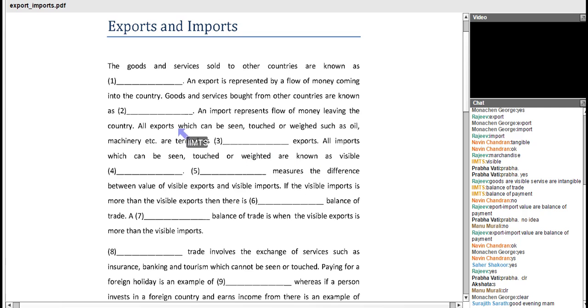Okay, we can just move ahead. So, we were on number 3, I think.